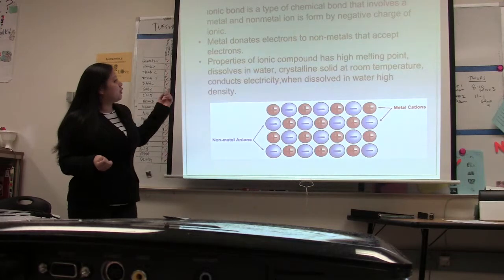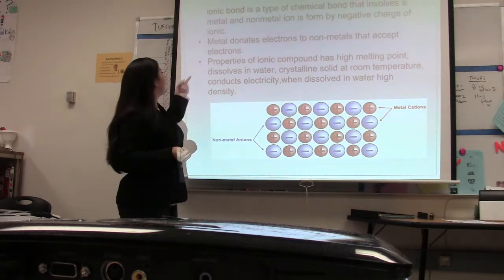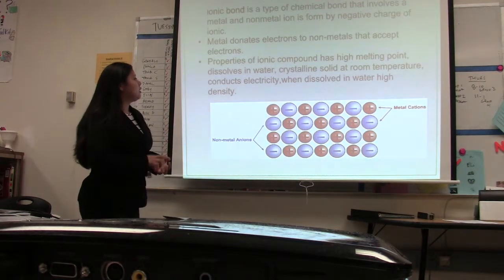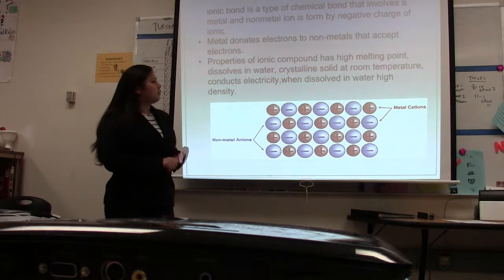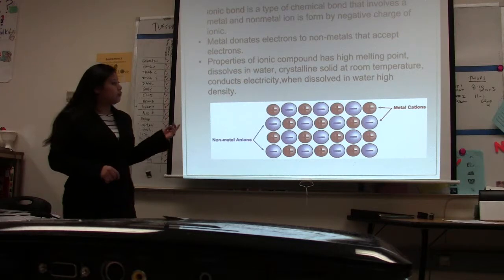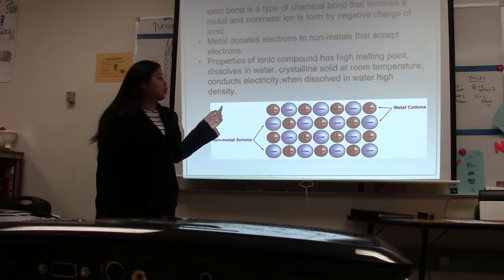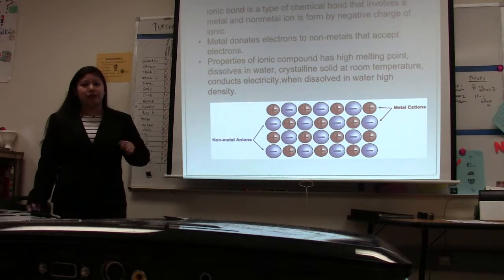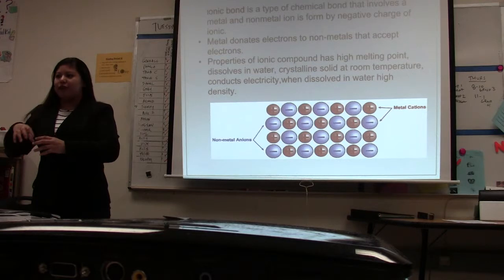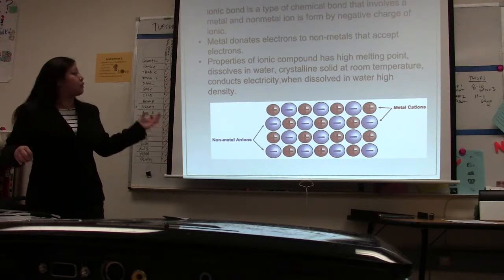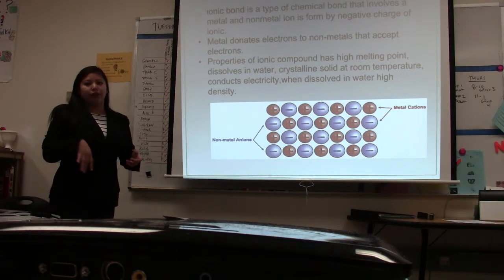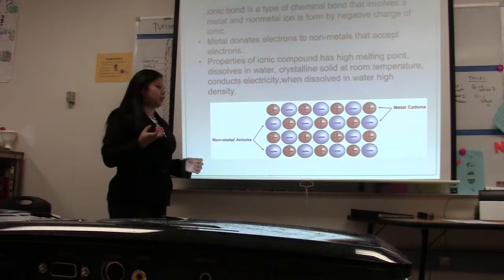Metals donate electrons to non-metals that accept electrons. The properties of an ionic compound: high melting point, dissolves in water, crystalline solid at room temperature. It conducts electricity when dissolved in water, and has high density. So you can have hot water, and then you put this in the water and mix them. That's the way it can melt, for the high density, you know.